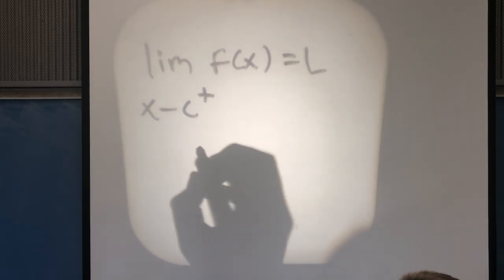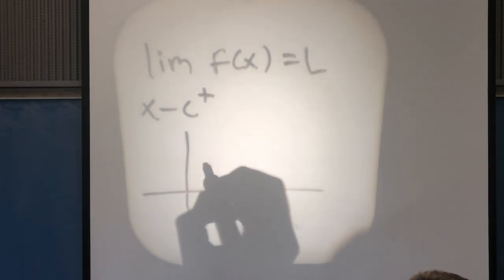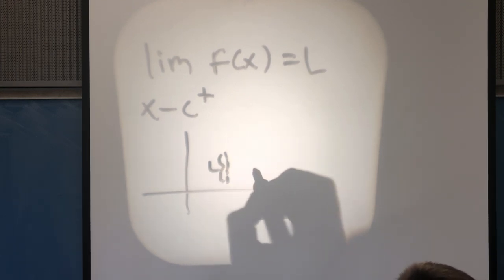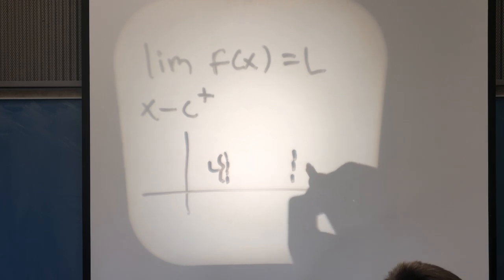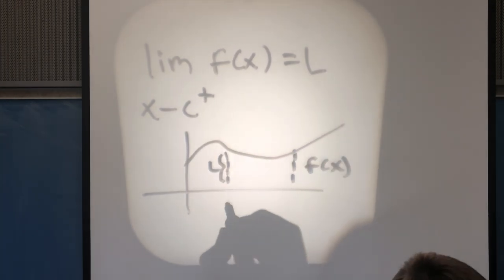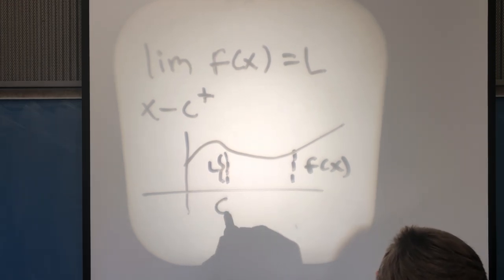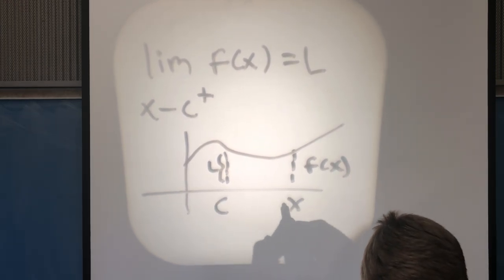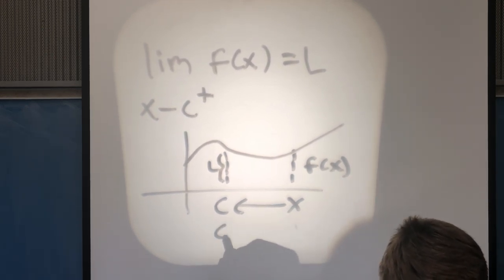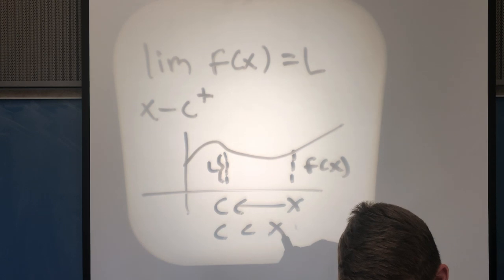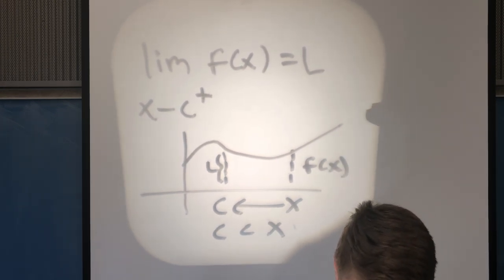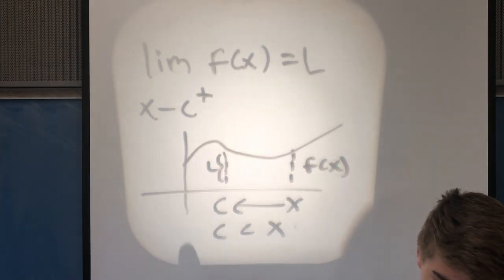equals L, and the graph would look like this, with L and our function f of x. So c, which is our 0, as x approaches c from values greater than c, so c is less than x. And this is our right-handed limit because our graph comes from the right-hand side into the 0, which is c.